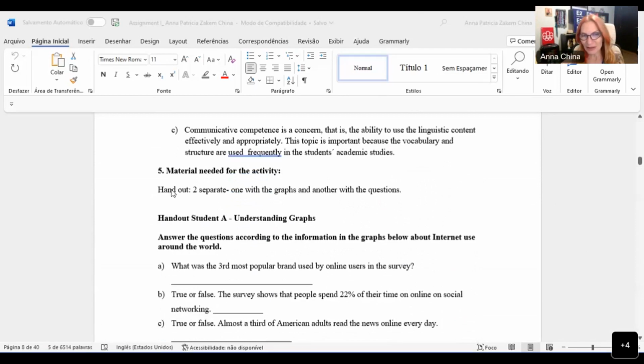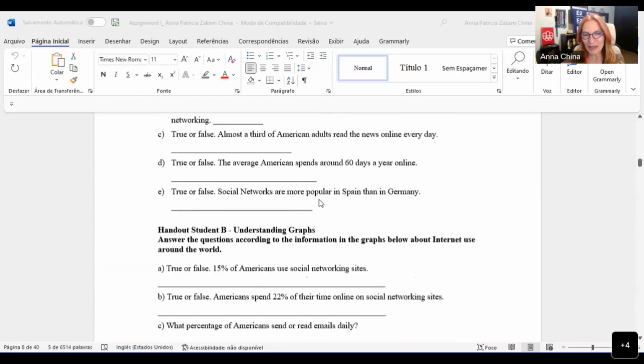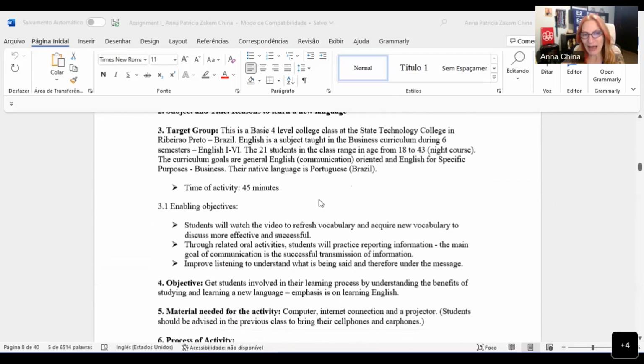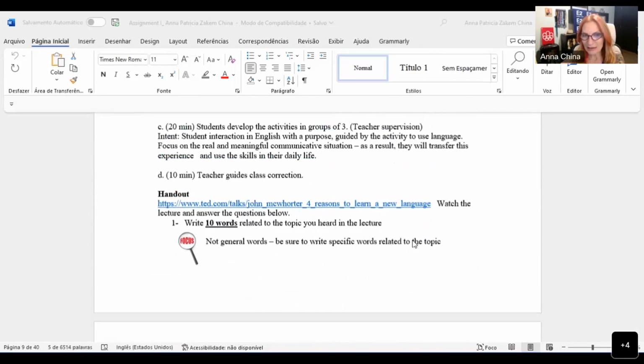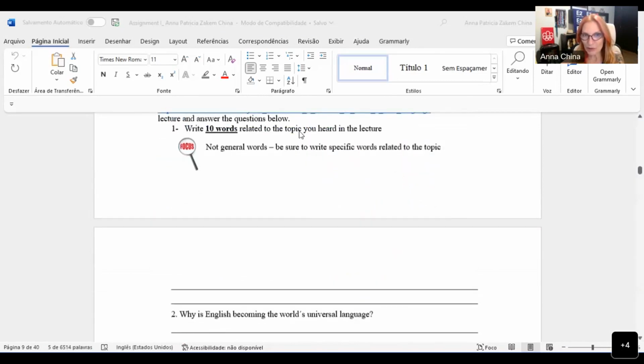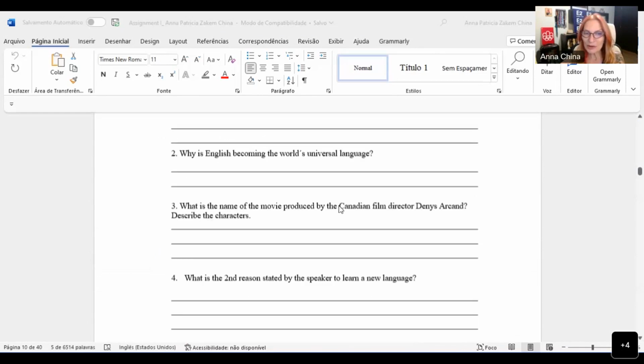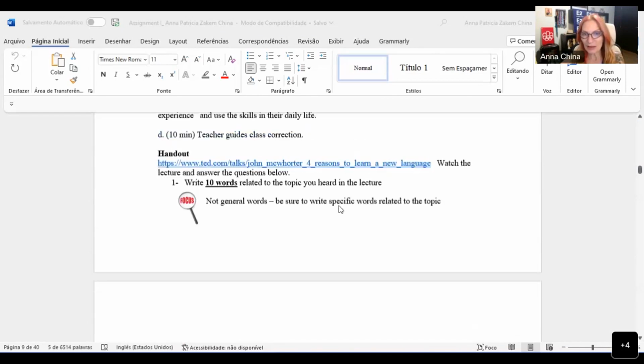So here I give out a handout. Everything is explained. When there's a video, I add the video, like here there's a video, and then there is a handout, exactly the step I write, 10 words related. So what do I do in this case? I learned that when they use their headphones, they watch any video individually. They have their own pace. It's much more productive than playing the video for the whole classroom.